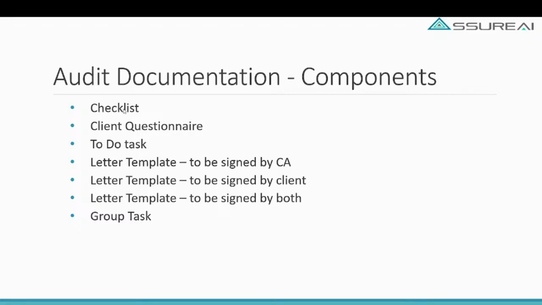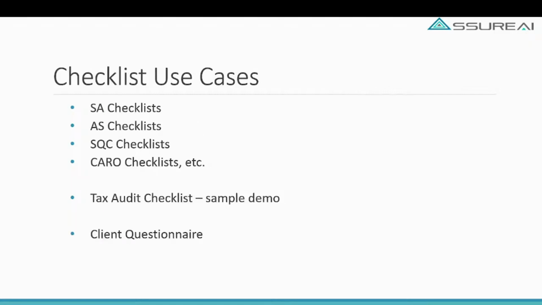There are multiple different components. Checklist; questionnaire, where the client questionnaire is meant for questions to be responded to by the client; to-do task; letter template to be signed by CA; letter template to be signed by client; letter template to be signed by both. You can create group tasks under which you can create multiple to-do tasks and so on. So these are all the components that are available. Let us show, especially for new users, how one checklist component is created and then enabled for use inside AssureAI.